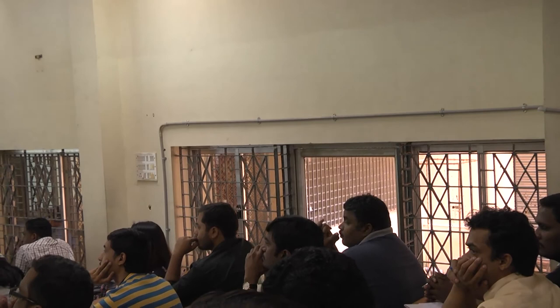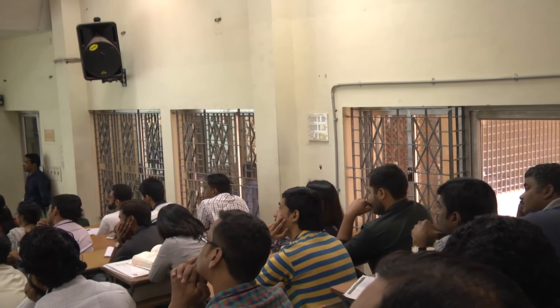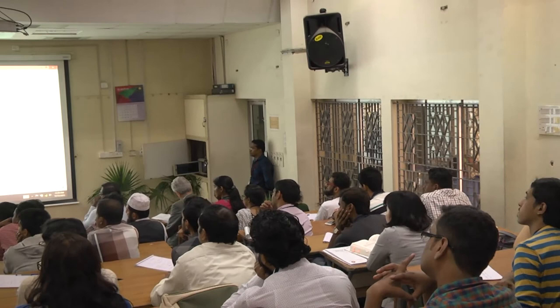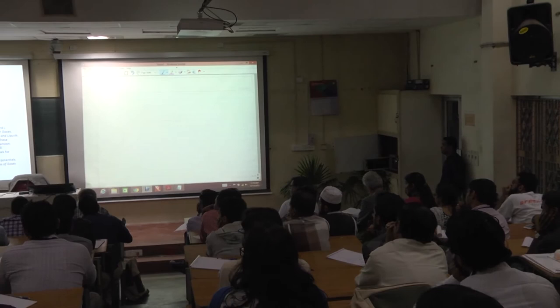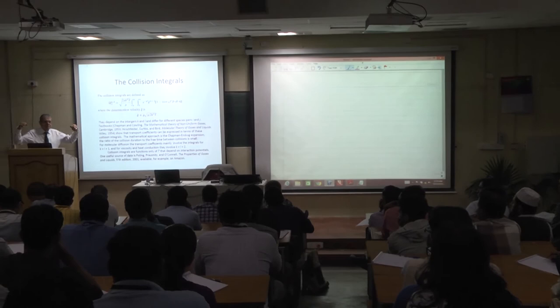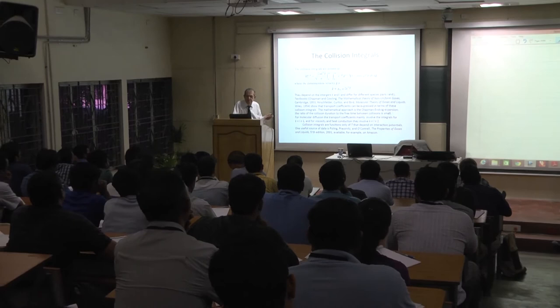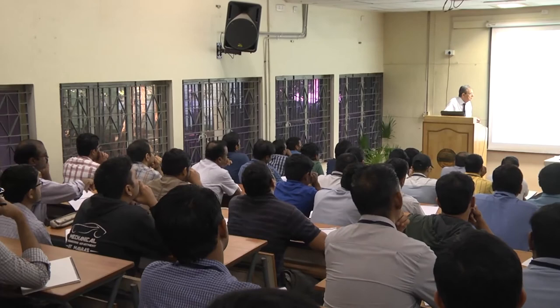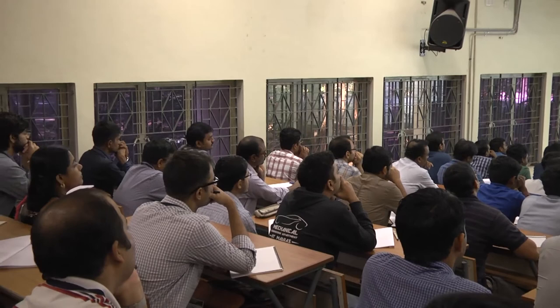So the interaction time is small compared with the free time, which turns out to be equivalent to saying that there's a mean free path that the molecule travels between collisions, and that mean free path is large compared with the size of the molecule or the range of interaction of the molecular potential.